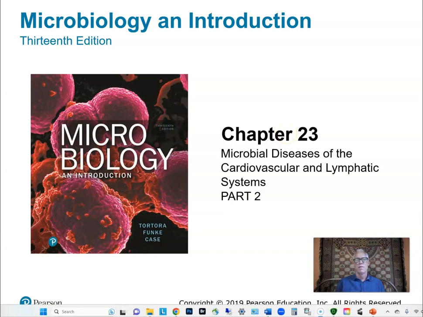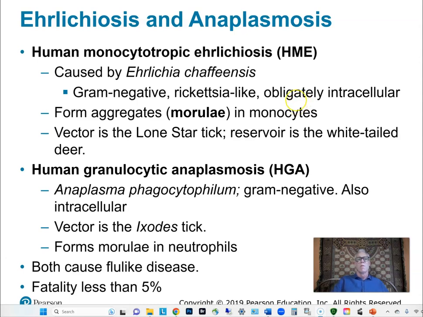All right, let's take chapter 23 by the horns and complete this chapter on microbial diseases of the cardiovascular and lymphatic systems from our microbiology textbook by Tortora. Ehrlichiosis and anaplasmosis are diseases caused by two very, very similar microorganisms. They're both obligate intracellular parasites.